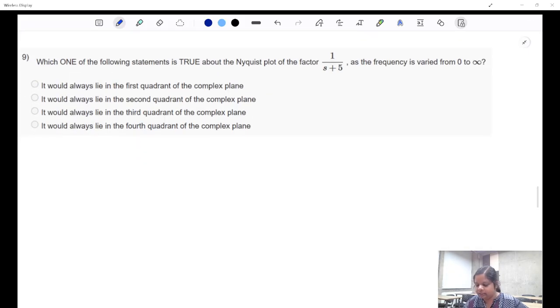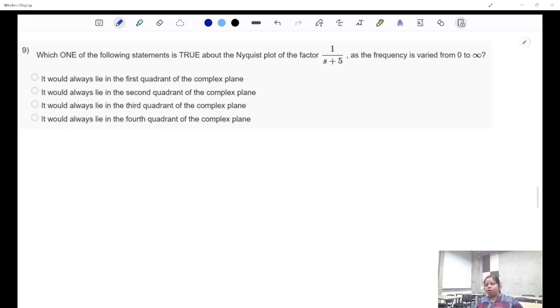Now let's start from here. Which one of the following statements is true about the Nyquist plot of the factor 1 upon s plus 5 as the frequency is varied? Basically, we need to find out where it would lie: the first quadrant, second quadrant, third quadrant, or fourth quadrant. That is the whole question, right?